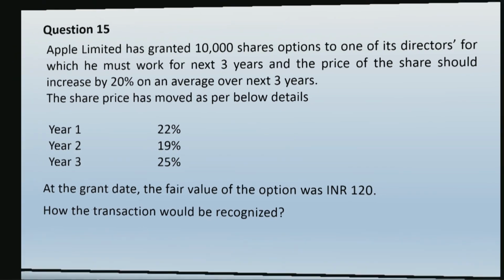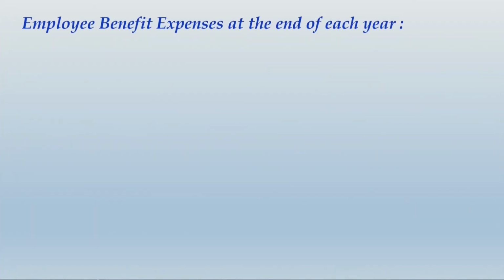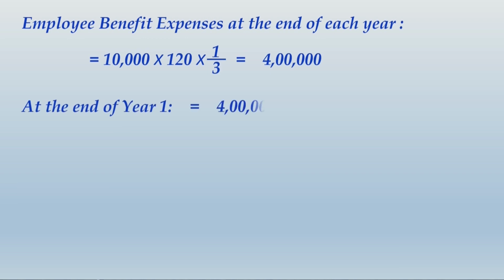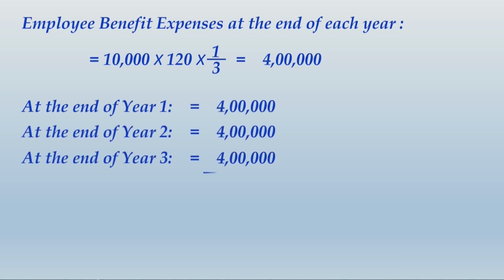So let us see how to write up the answer. In your answer you would write up employee benefit expenses at end of each year will be 10,000 shares into rupees 120 into 1/3, that is 4 lakhs. So at end of each of the years you are going to recognize 4 lakh, 4 lakh and 4 lakh, and that would cumulate to 12 lakh rupees in total. So write up this, and that will be end of the answer.